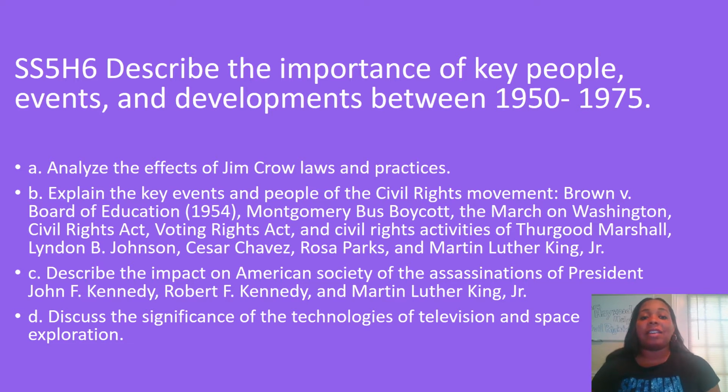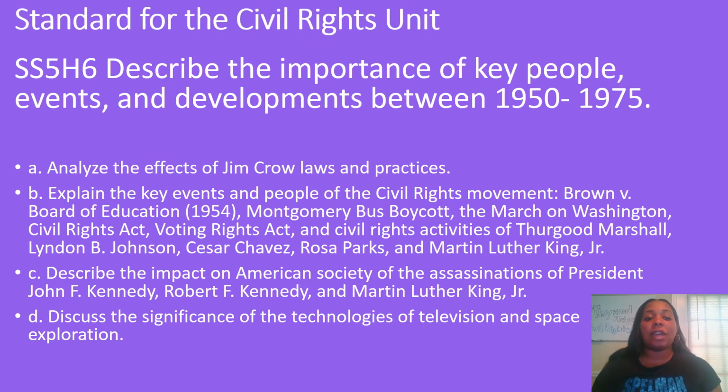A, analyze the effects of Jim Crow laws and practices. B, explain the key events and people of the Civil Rights Movement: Brown versus Board of Education, Montgomery bus boycott, the March on Washington, Civil Rights Act, Voting Rights Act, and civil rights activities of Thurgood Marshall, Lyndon B. Johnson, Cesar Chavez, Rosa Parks, and Martin Luther King Jr.